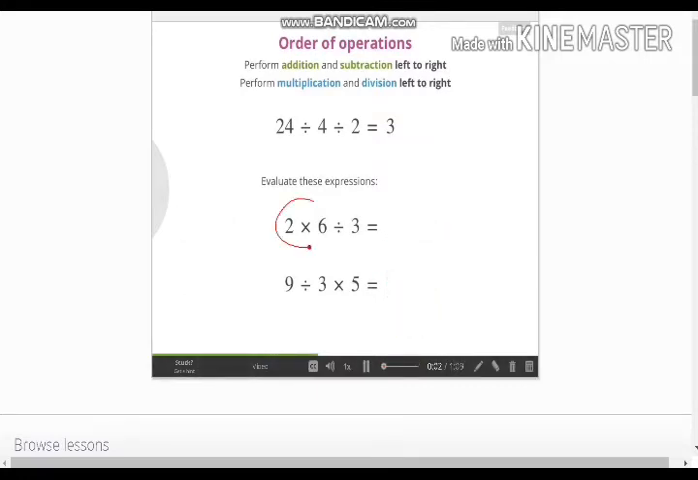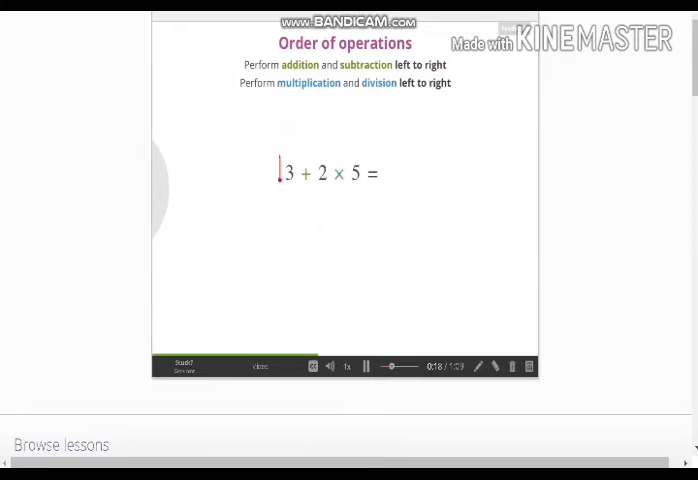Nicely done! 2 times 6 is 12, and then dividing by 3 gives you 4. And down here, 9 divided by 3 is 3, and multiplying by 5 gives you 15. Now how can you evaluate expressions that combine these operations, like this one, 3 plus 2 times 5? Well, if you work from left to right, 3 plus 2 is 5, and then multiplying by 5 gives you 25. But order of operations says this is wrong, because there's another rule.